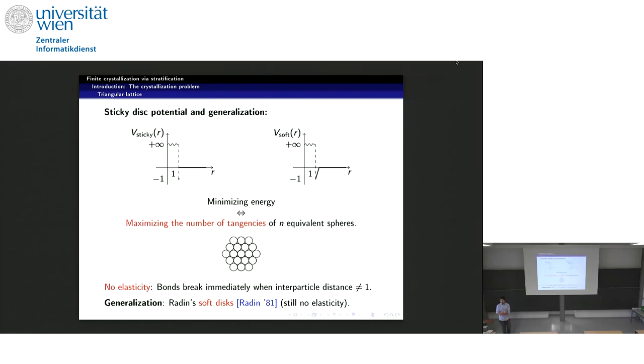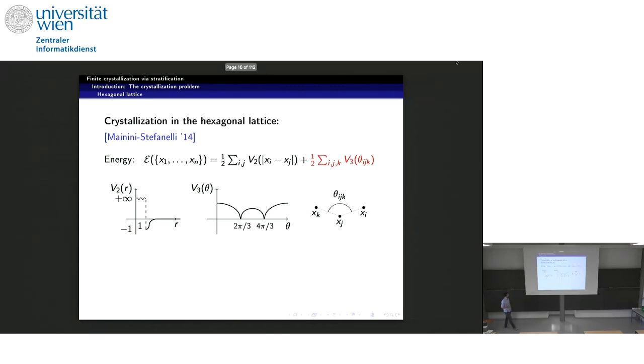Now, you can ask yourself, can you have other structures in the 2D case, which are less packed than the triangular lattice? Yes, you can. And this goes back to Ulisse Stefanelli and his collaborator, Eduardo Mainini. The point is that they add three-body potentials to the energy. Here you see two bonds, and these bonds form an angle. And this angle now contributes to the energy in terms of a Kirchhoff potential. And you see here this Kirchhoff potential is minimized for an angle 2 pi over 3. This is the angle in the regular hexagonal lattice, so you can expect the hexagonal lattice to be optimal.